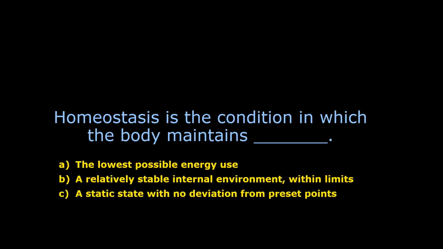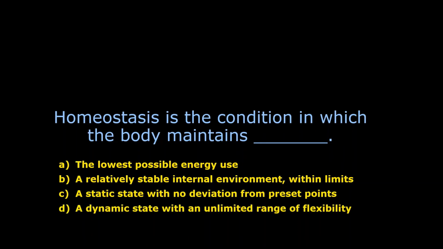Homeostasis is a condition in which the body maintains C, a static state with no deviation from preset. Well, that's not it, because we know that there is some wiggle room, right? There is some range. And so the phrase no deviation makes this one wrong. B still looks good. A dynamic state? We did talk about that. With an unlimited range, well, that's not it. It doesn't have an unlimited range. Remember, it's got a very narrow range that it operates in. So we're going to go to B, because B looks great. And B is correct.